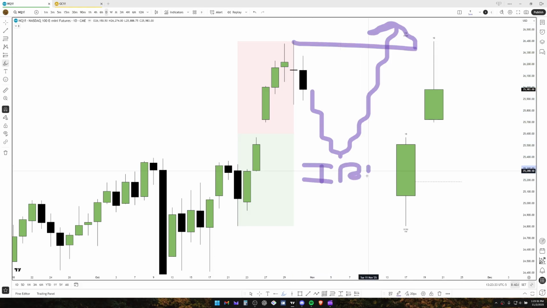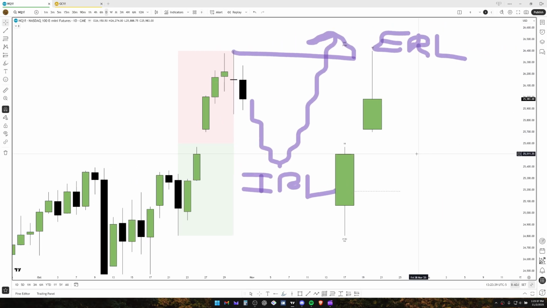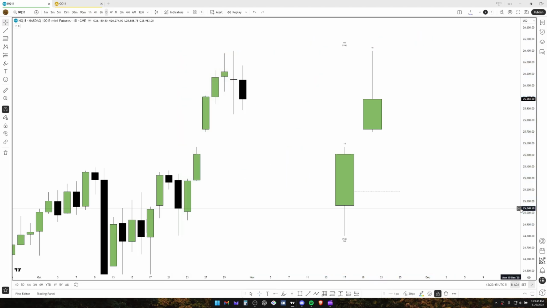Internal, external. And then we just take it day by day. Every 4 hour, if we see something we like on the 4 hour, we zoom in more on the 1 hour. And then once we see something we like on the 1 hour, we can zoom in more on the 5, 3, 1, 15, whatever, and find our entry.